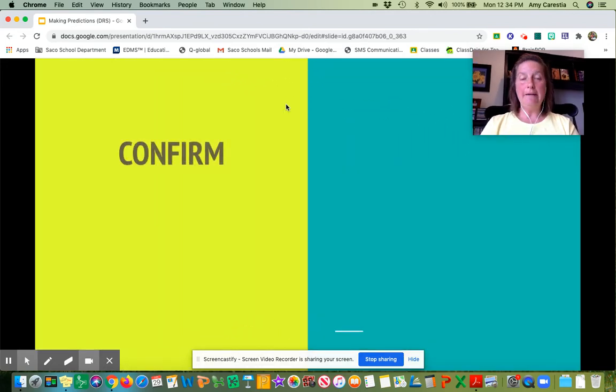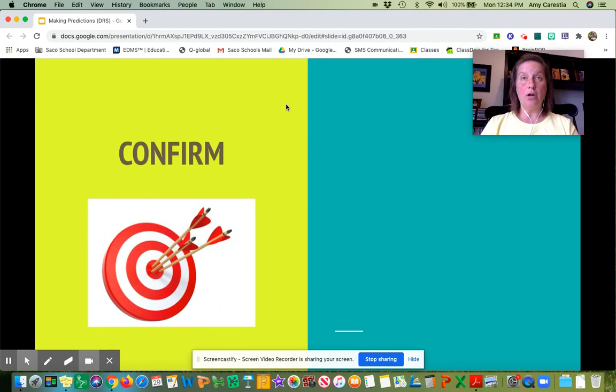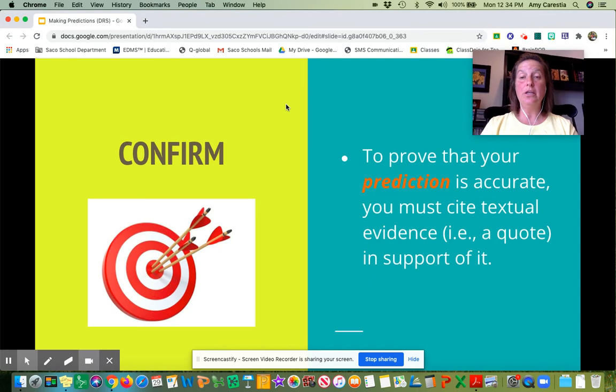So if you are on target and you have read that your prediction is accurate, you have to cite textual evidence in support of it. Textual evidence is a quote. Now, I know that you guys have been practicing using evidence to support theme, setting, characterization, things like that. So when making a prediction, it's really important for you to be able to find the information in the text that supports that you were correct.